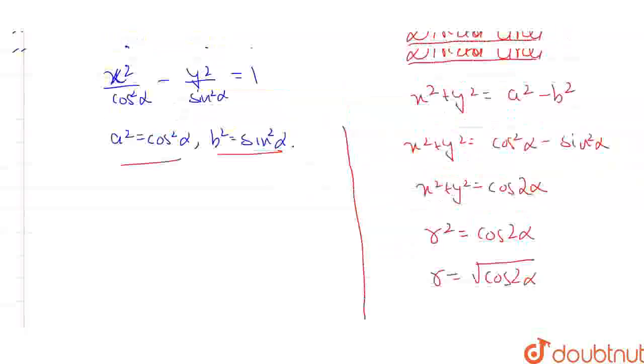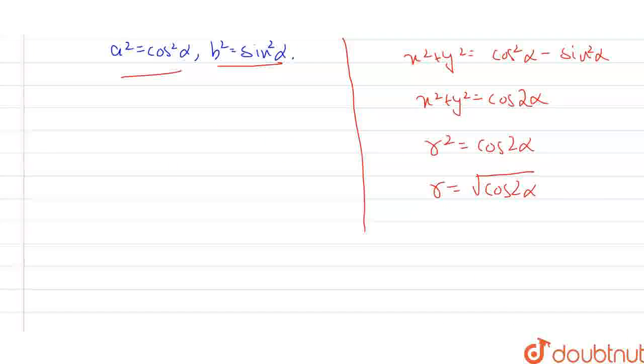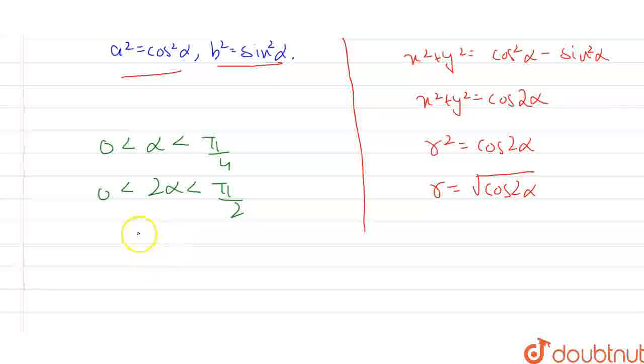If I look at the question, I can see that alpha ranges from 0 to pi by 4. It means 2 alpha ranges from 0 to pi by 2. Now if I take cos on every side, cos is a decreasing function, so the inequalities will change. This will become cos of 0, then cos of 2 alpha, and then cos of pi by 2.